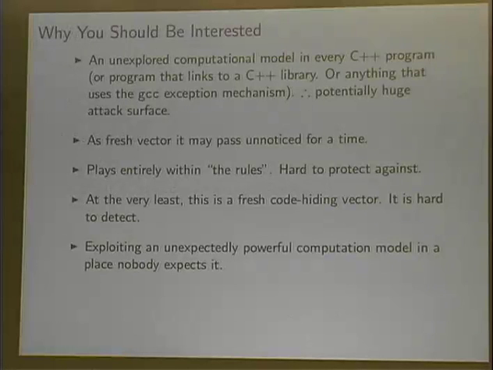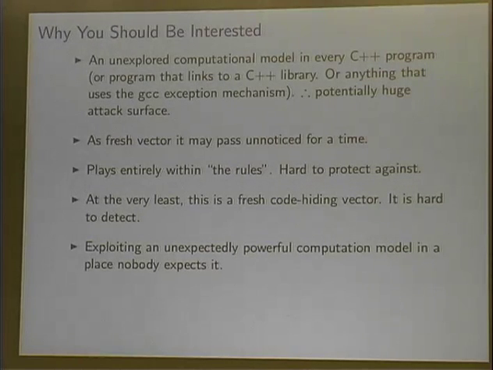So you might be interested in this. We have an unexplored computational model that shows up in every C++ program, or even a C program that links to a C++ library, or anything that uses the GCC exception format. Things compiled with GCJ will use something similar. All of my experiments have been with C++ so far, but the principle holds for any similar languages compiled to binary format using exceptions on the systems that use the ELF and DWARF format.